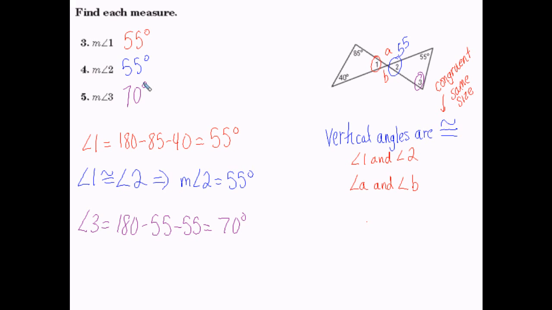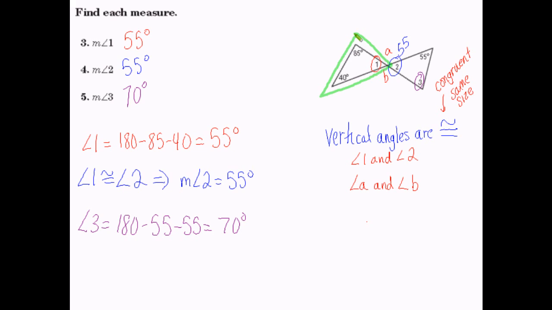So what we're doing, I'll walk back through it. All right, so we look at this triangle first because we have all of the angles and we're just missing this one.